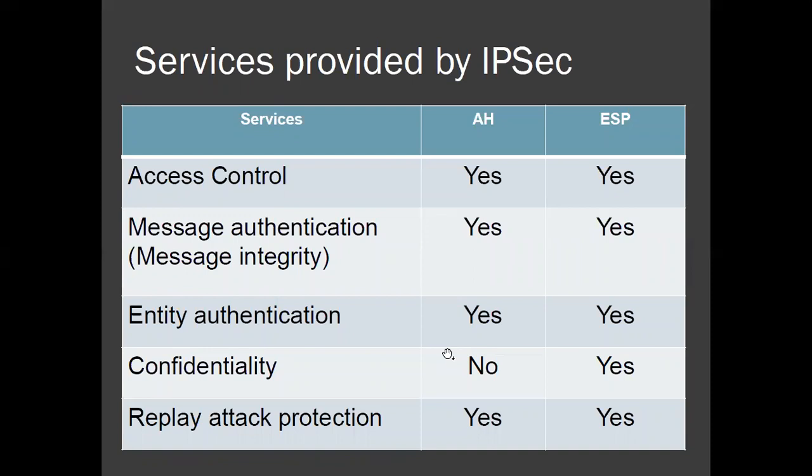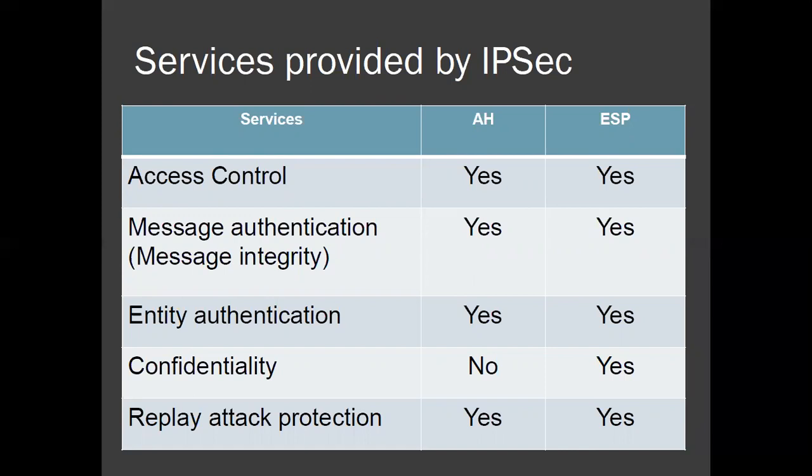Now let us differentiate between the authentication header and the encapsulating security payload. IPSec supports both IPv4 and IPv6. In IPv6, authentication header and ESP are part of the extension header itself. The ESP protocol was designed after the authentication header protocol was already in use, and ESP does whatever AH does along with the functionality of privacy, that is, confidentiality.